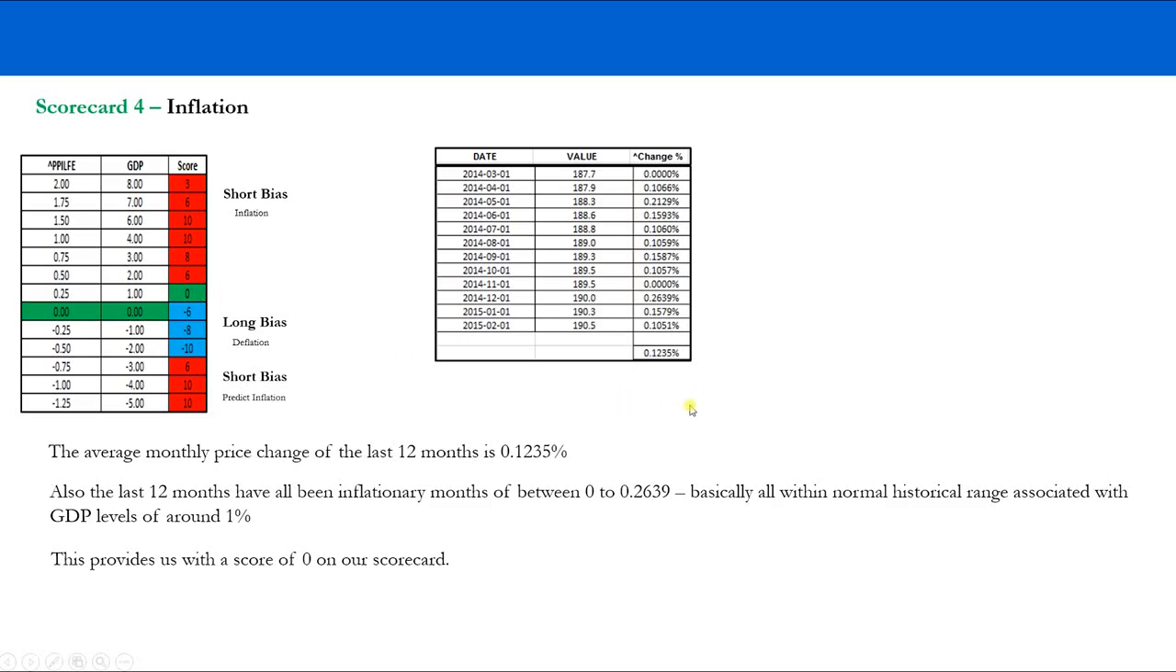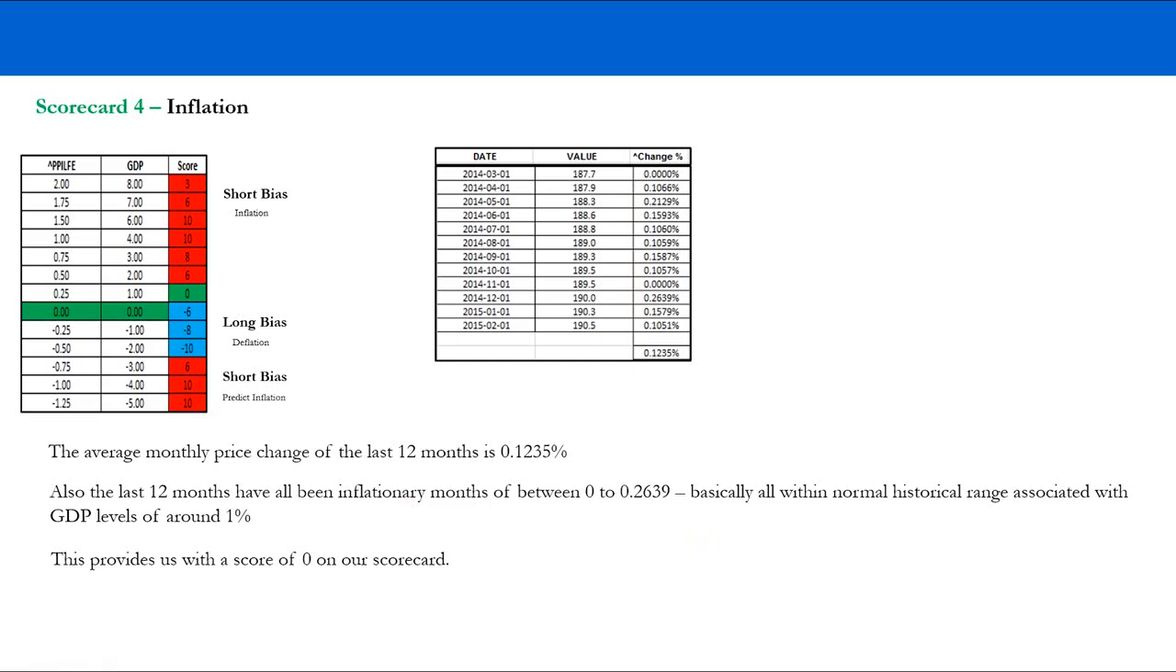Depending on how conservative or aggressive you want to be, you can score this somewhere between 0 and -6. If we're being conservative, then we'll probably be scoring a 0 to this indicator, to this driver. One point to note: the last 12 months have all been inflationary months, between 0 and 0.2639, and that's basically all within the historical normal range, but it is tending towards below average.